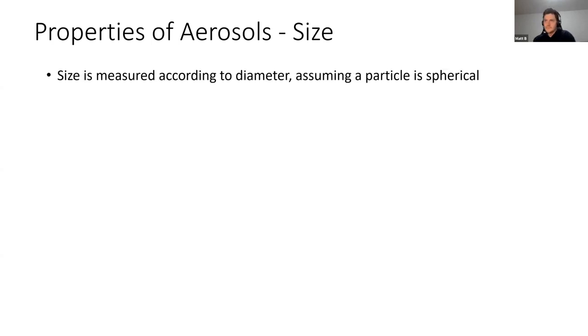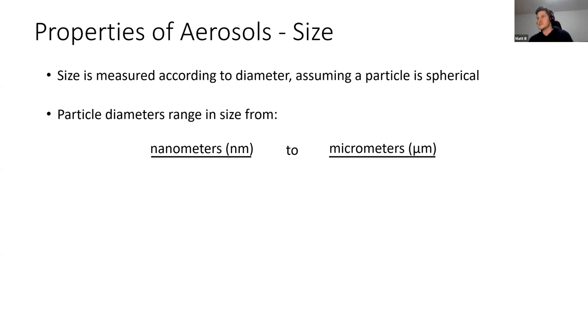Right, so the first thing I'll talk about is the size of the aerosol. You really have to understand the size of the aerosol to understand its behavior in the atmosphere. We measure the size according to the diameter, and we assume that a particle is just a sphere. If you imagine a small sphere, you can picture the diameter of that. That's how we measure the size. These sizes can range a whole spectrum in the atmosphere, from nanometers to micrometers. So what does that mean?